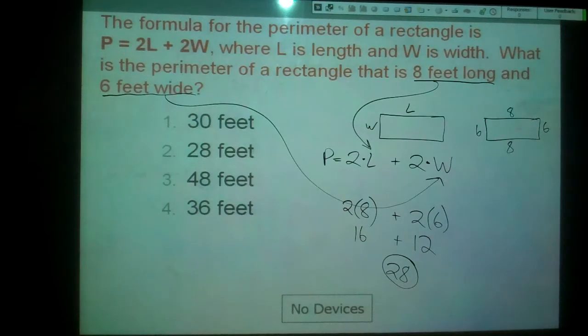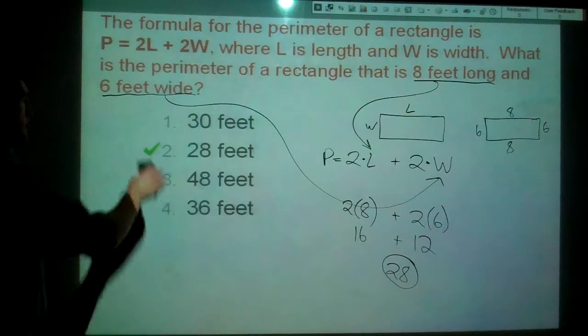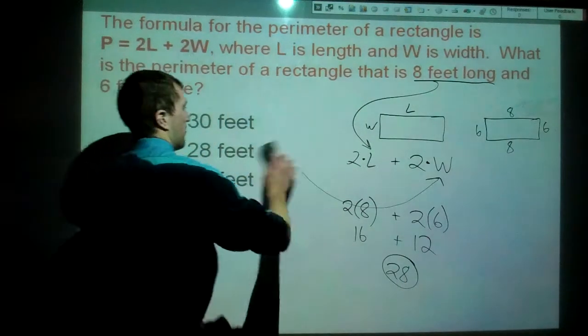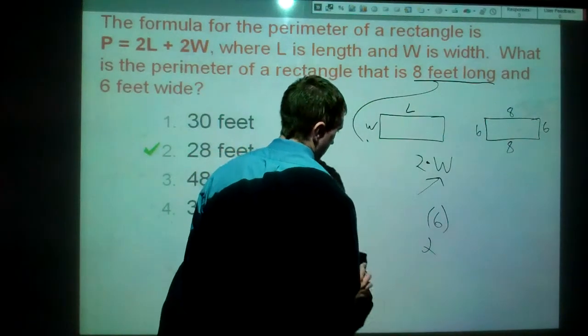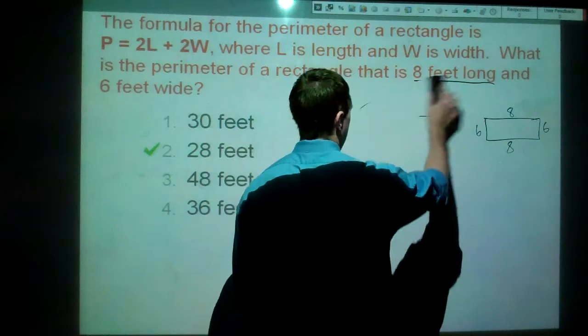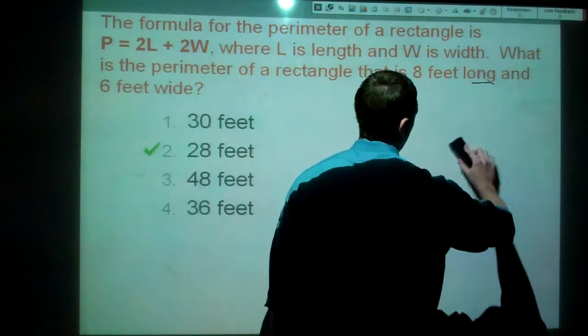I like the formula better. Everything's set up. You don't got to draw a diagram. There you go. 28 feet. Obviously, many ways to do that. But that won't be as obvious in the next problem here.